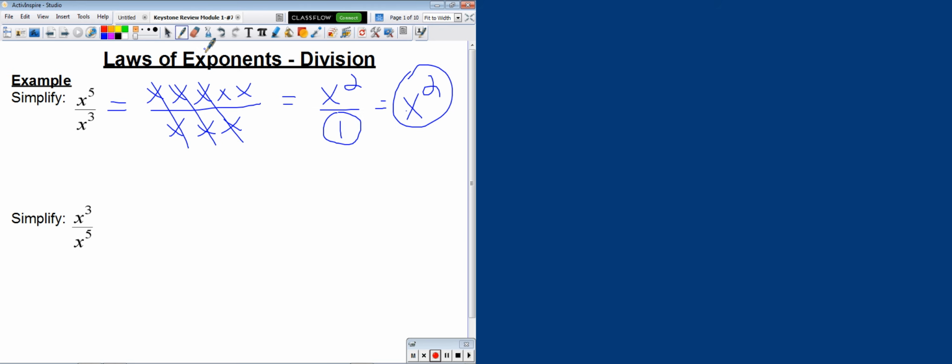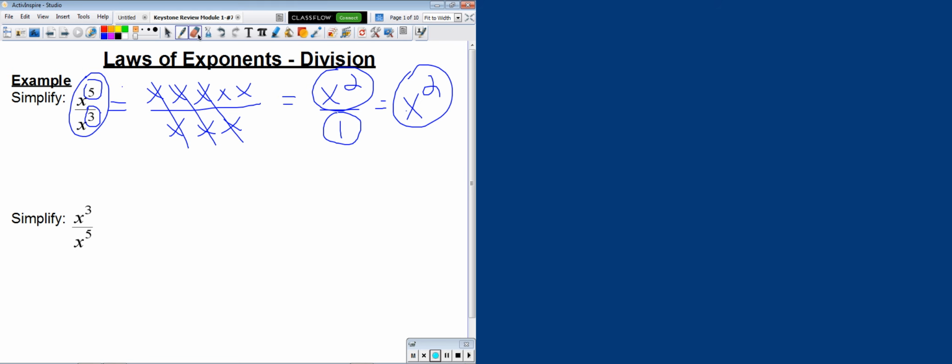As far as shortcuts go, whenever you have variables that are the same when you're dividing, the shortcut is simply to do bigger exponent minus smaller exponent, and then your answer goes on the side of the fraction that has the bigger exponent. So if I do bigger minus smaller, 5 minus 3 is 2, so the answer is x squared, and the answer goes on the top of the fraction because the exponent on the top is greater than the exponent on the bottom.